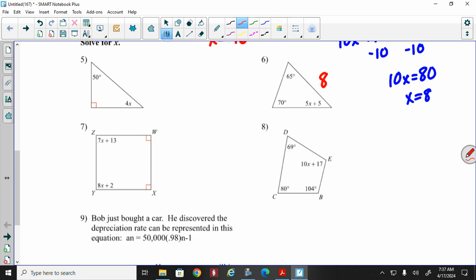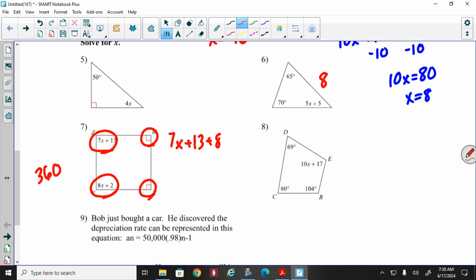All right. Now, this is something that you're going to have to remember, and that is all four-sided shapes add up to 360. So you're going to add all of these angles and set them equal to 360. It doesn't matter what you write first, as long as you write them all down. So 7x plus 13 plus 8x plus 2. But don't forget about these two 90 degrees. Plus 90 plus 90 is equal to 360. And I know I'm writing all over everything, but it's all right.